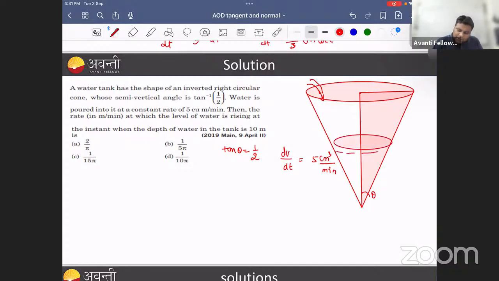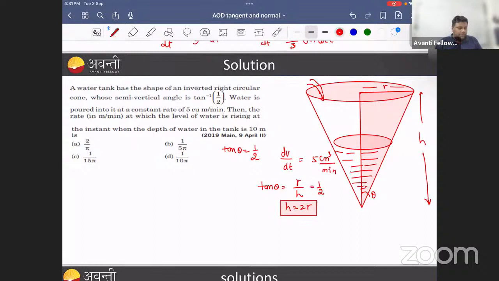Means there is water below this point. Got it? If I assume the radius of the cone is r and the height of the cone is h, that means tan theta is r upon h. Tan theta is 1 by 2, so that means h will come to 2r, because this is 1 by 2.